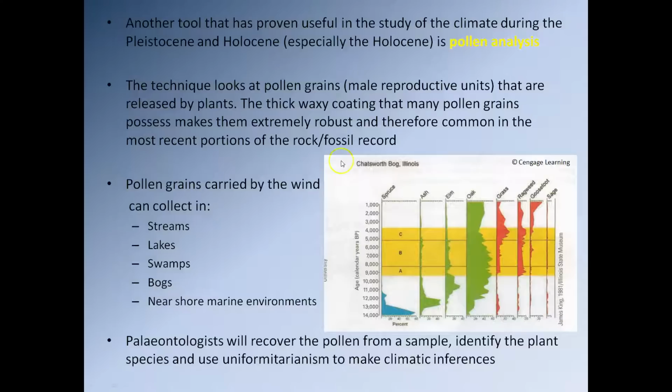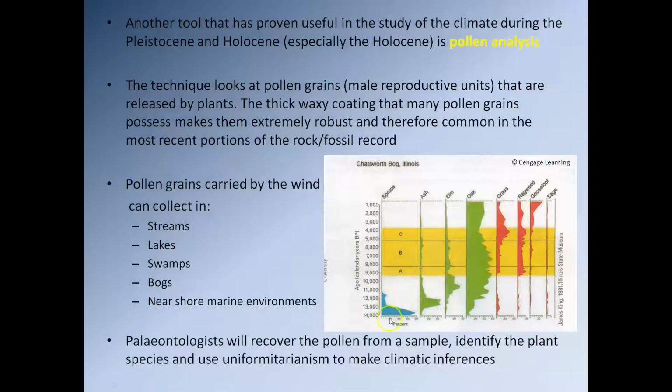This is from the Chatsworth Bog in Illinois. What we're going to look at, starting from 14,000 years ago here to 1,000 years ago here, is that over time there's been a significant change in the amount and types of plants that are present in that area.